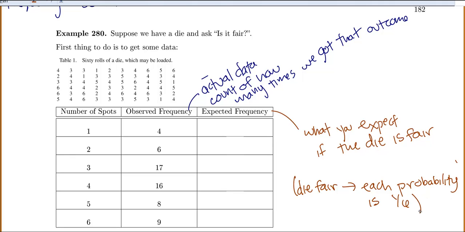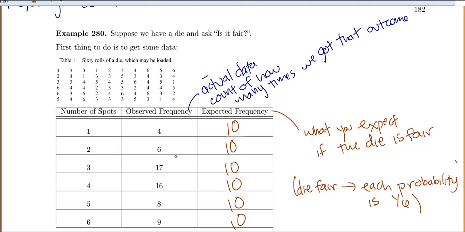Or each thing should be equally likely. So if we roll the dice 60 times, each probability is 1/6, or they're all equally likely. There's 6 different outcomes. We rolled it 60 times. We would expect to get 10 of each outcome. Now, obviously, I didn't get 10 of each outcome. But even if the die was fair, we're not going to expect to get exactly 10 of each outcome. Just due to our normal chance of error, I'm going to get a little higher in some categories and a little lower in some categories.